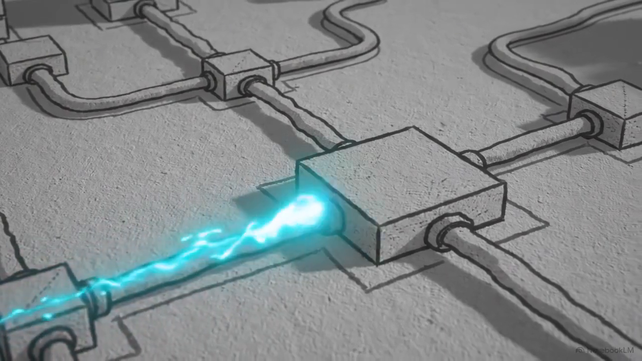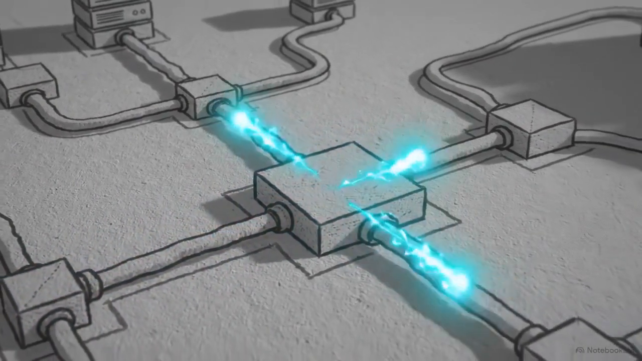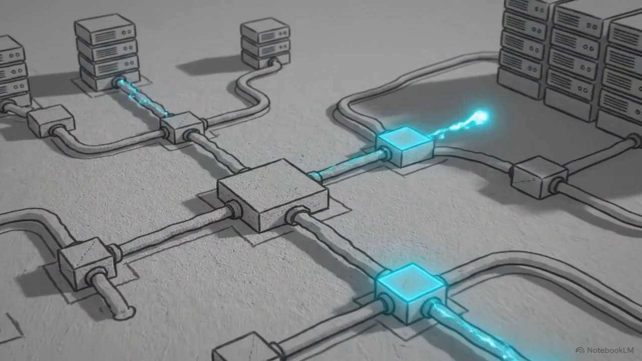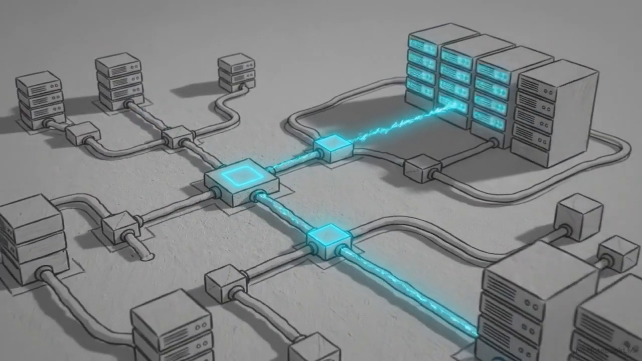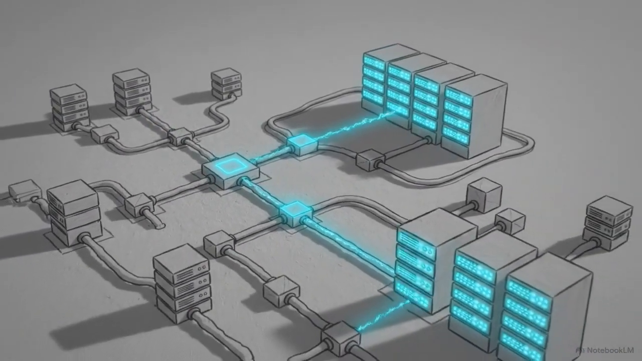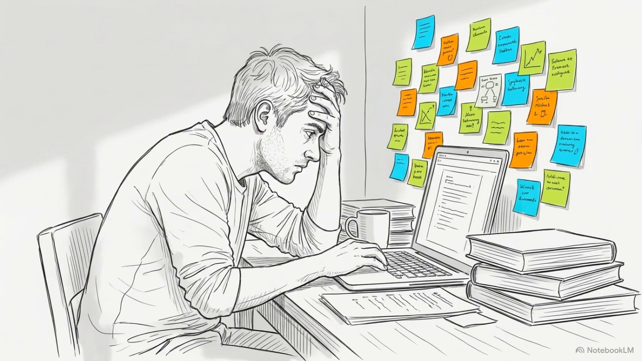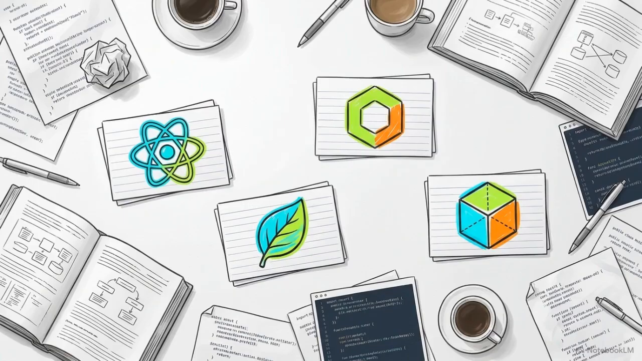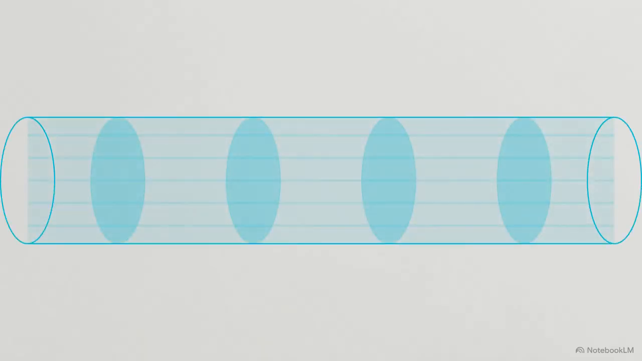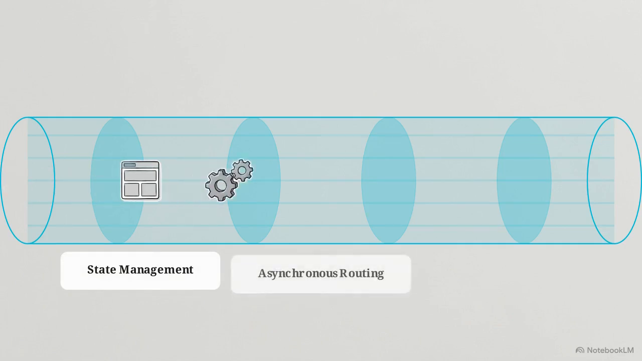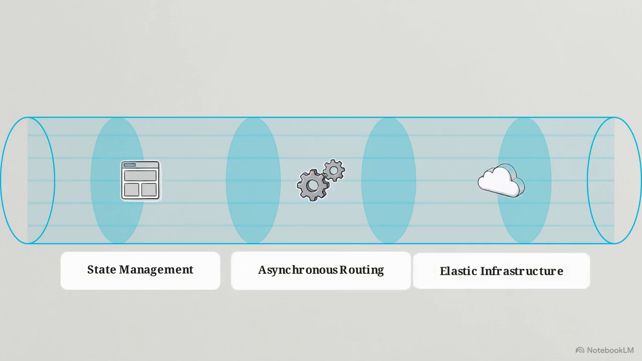When tapping a mobile app button, the screen updates in a fraction of a second. Underneath, a massive, highly coordinated system works at light speed. For many computer science students, web development can feel like a disjointed exercise in memorizing tools like React, Node, MongoDB, and AWS without seeing the connective tissue. Functional web applications operate as single, continuous pipelines of state management, asynchronous routing, and elastic infrastructure.